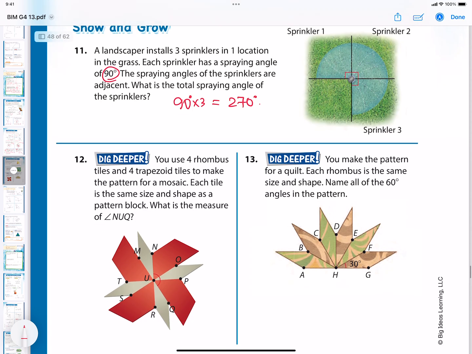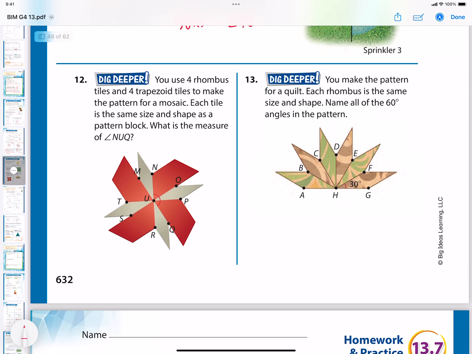All right, number 12. You use 4 rhombus tiles and 4 trapezoid tiles to make the pattern for a mosaic. Each tile is the same size and shape as a pattern block. What is the measure of angle NUR? NUR must be very easy. It's a straight line, right? But NUR, let's figure it out.